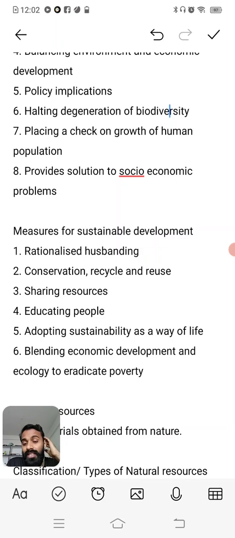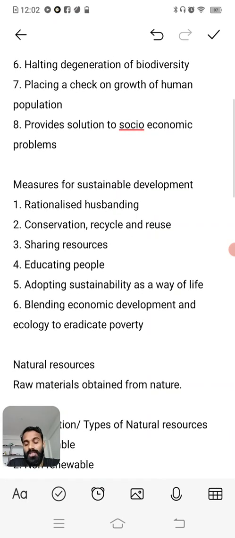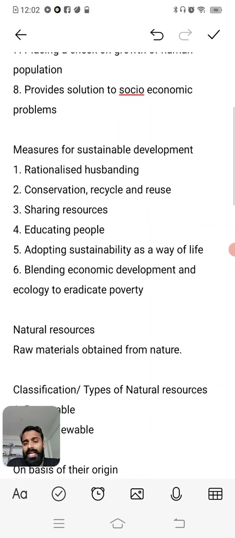Third is sharing resources. Now many times we don't share resources. If suppose a country is lacking some resources, we have to share them. Generally if that happens, automatically sustainable development will be possible. Next, educating people: people should be educated about the need of conserving or preserving the environment. Next, adopting sustainability as a way of life.